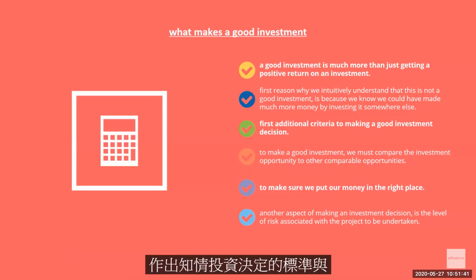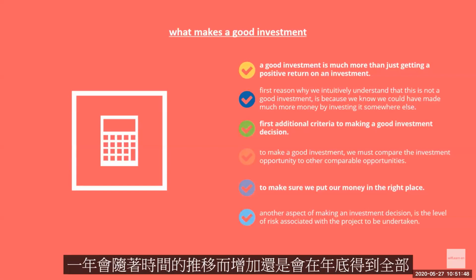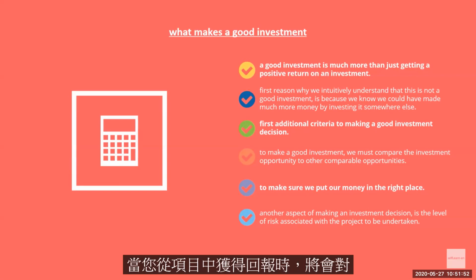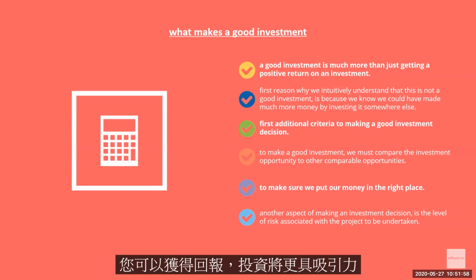The last criterion to making an informed investment decision is related to the pace at which you will be getting the return. Will it be the same amount every year? Will it be increasing over time? Or will you be getting it all at the end? When you get the return from the project is going to have an impact on the overall return of your project. We will see in a later chapter why the faster you get the return, the more attractive the investment would be.